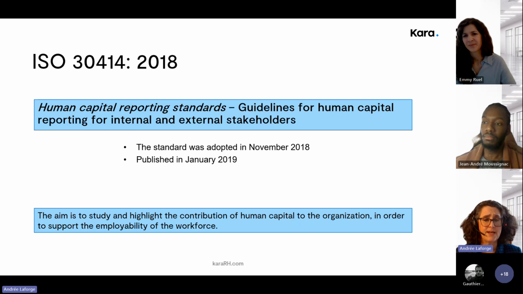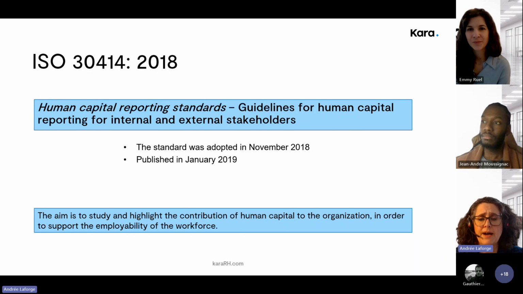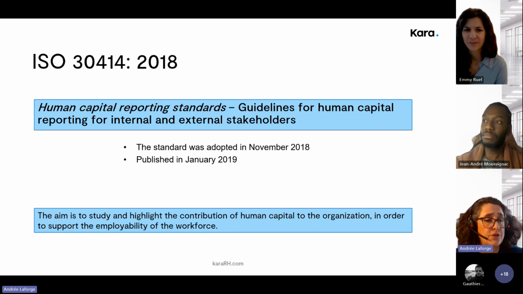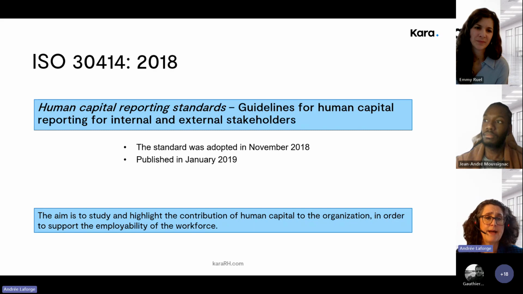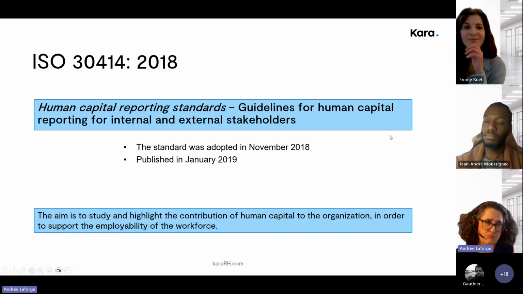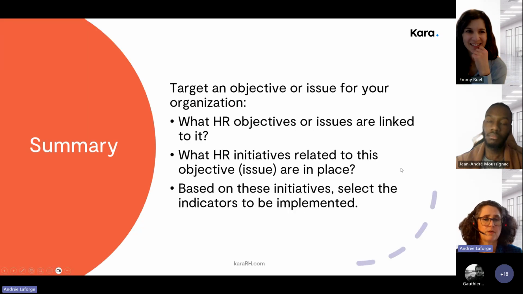You can obtain the standard by purchasing it from authorized sources, such as national standard bodies, but you can also buy it on the ISO official website. And it comes in French and in English, just to let you know.